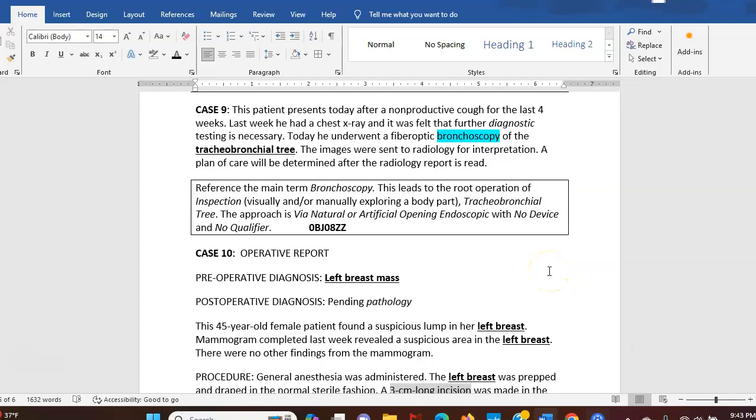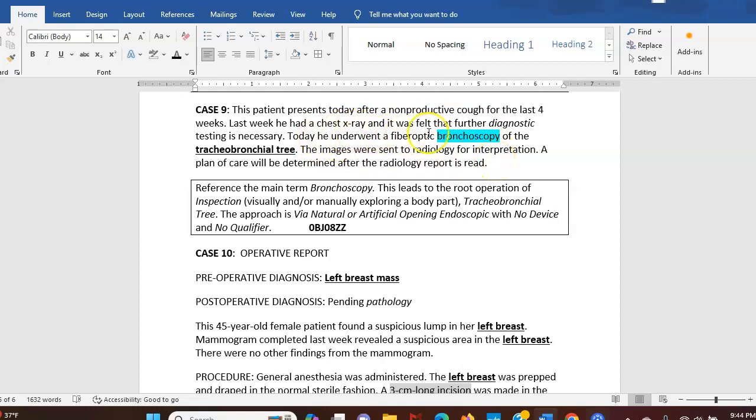Case number 9. Let's see, the patient presents today after a non-productive cough for the last 4 weeks. Last week he had a chest x-ray, and it was felt that further diagnostic testing was necessary. Okay, there's the word diagnostic, so we know that's gonna, well, no qualifier. So this is the diagnostic testing. That's the procedure we're doing right now.